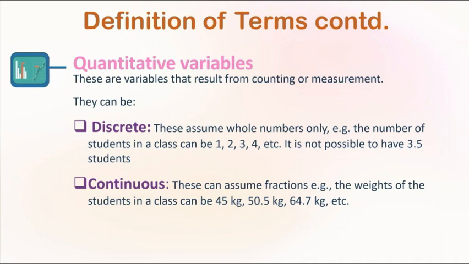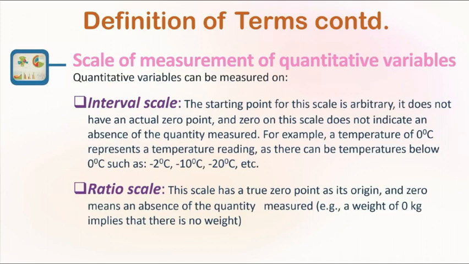Continuous quantitative variables are those that can assume fractions. For example, the weights of the students in a class can be 45 kilograms, 50.5 kilograms, 64.7 kilograms, etc. Quantitative variables can be measured on an interval scale and ratio scale.